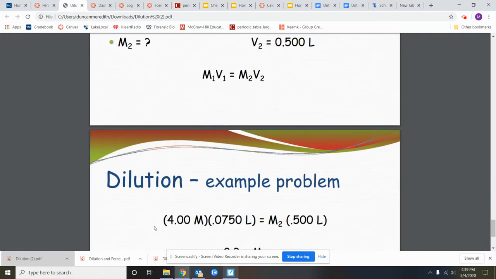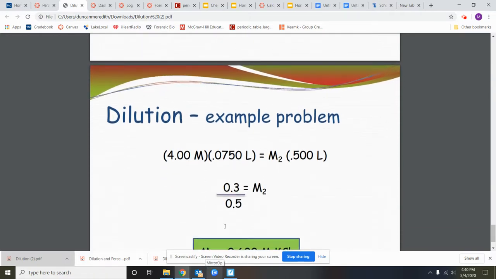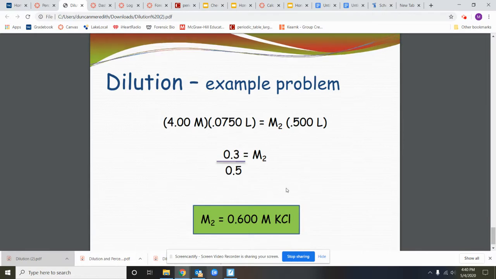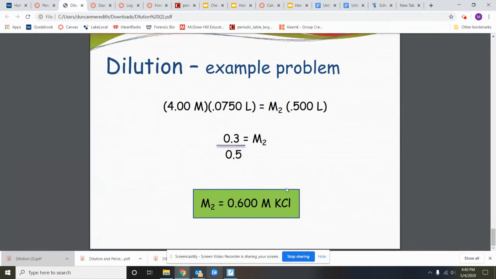Okay, so we're going to plug that in. How do you solve for M2? Multiply both of these and divide over by 0.5. So when I do that, my final molarity is 0.6. Is 0.6 less than 4? Yes, it is. So that makes sense that my molarity went down, because that's what a dilution does.